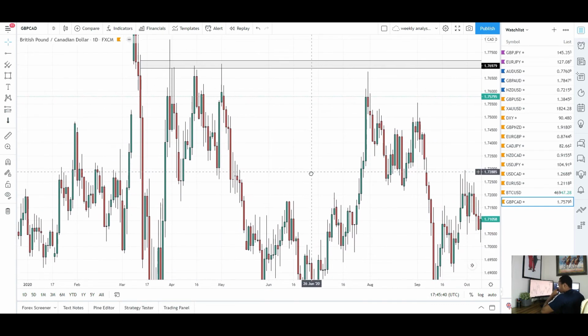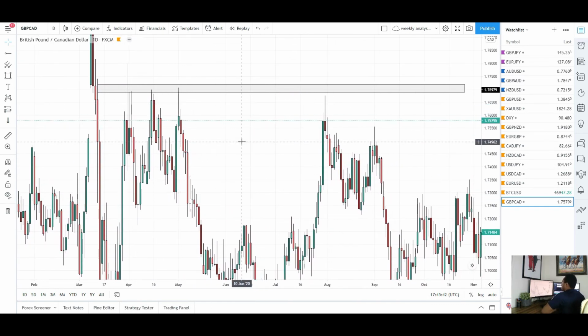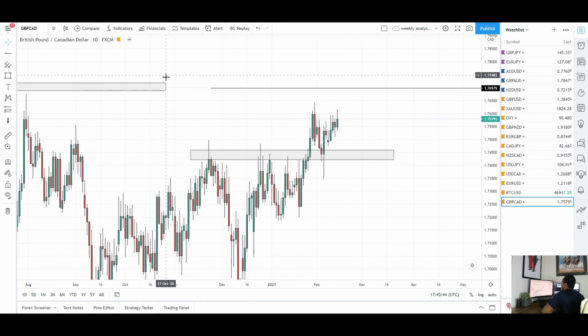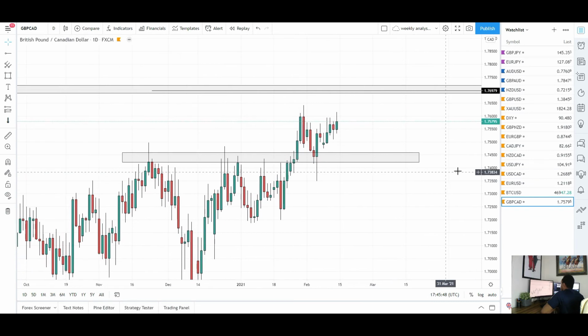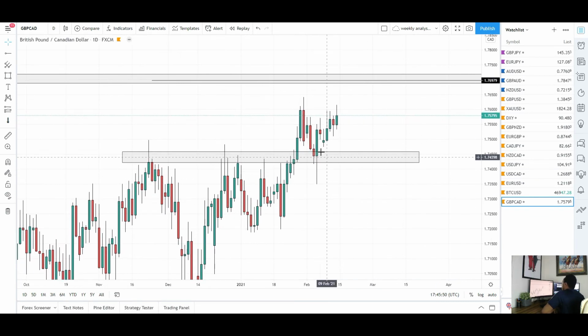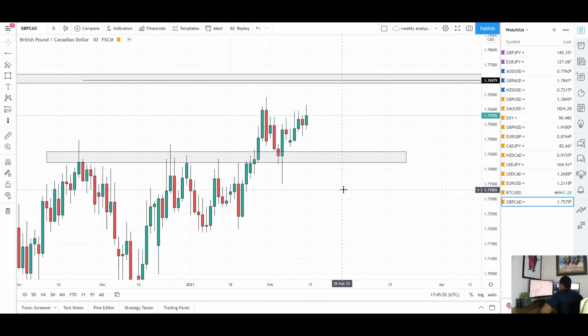So really strong level of resistance. We have struggled to break through in the past. So I think that is probably where we're going to come to for GBP CAD. Maybe not for next week, but in the upcoming weeks, I think we'll probably tap into 1.77.